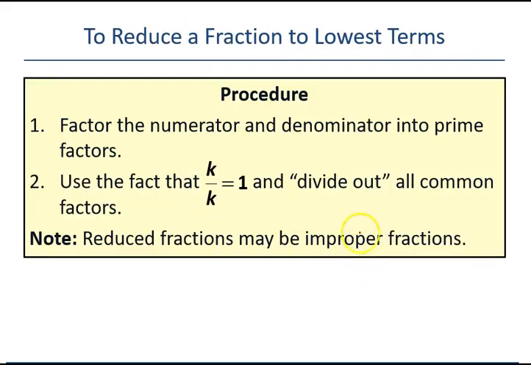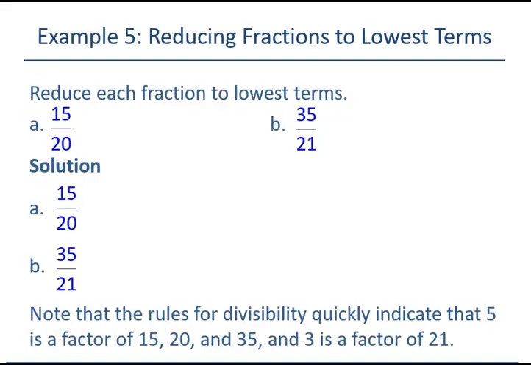So, to reduce a fraction to lowest terms, factor the numerator and the denominator into prime factors. Use the fact that k over k equals 1 and divide out all common factors. Reduced fractions may become improper fractions. Okay, let's take a look at some. Reduce each fraction to the lowest terms.